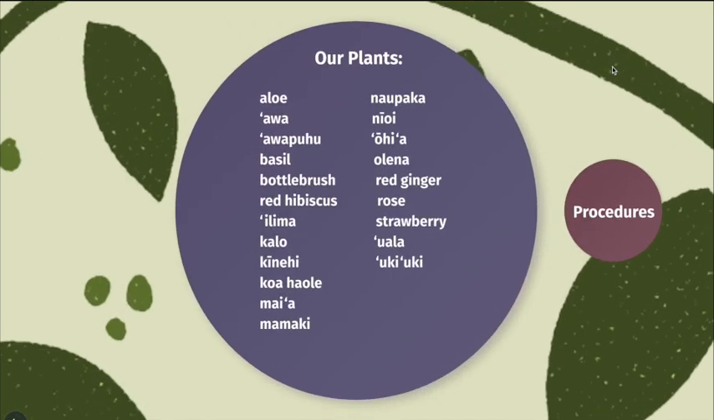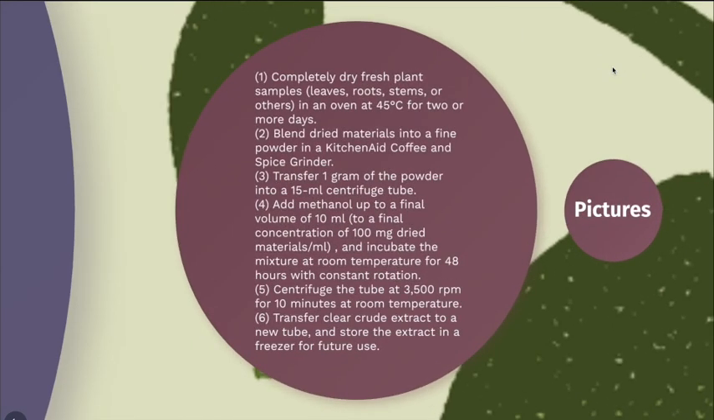Here is a list of the plants we selected for examination. Many of them, if you remember, came from our garden. And here is a list of procedures, which can be found in our Google Classrooms. It was important for all of us to follow the same procedures with our plants so that our results would be directly comparable to each other.